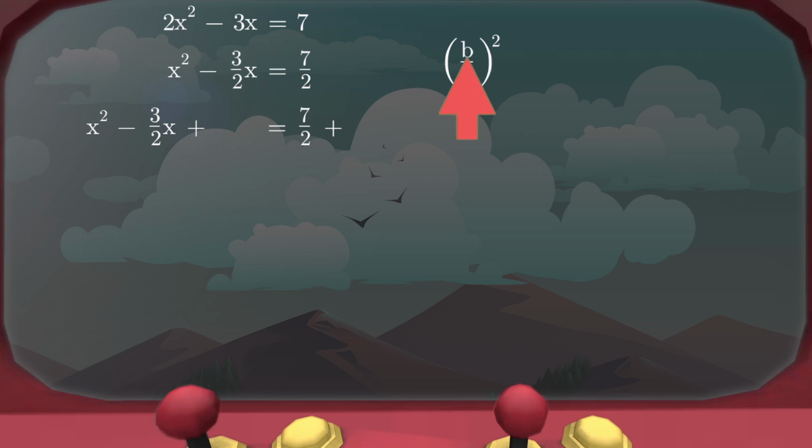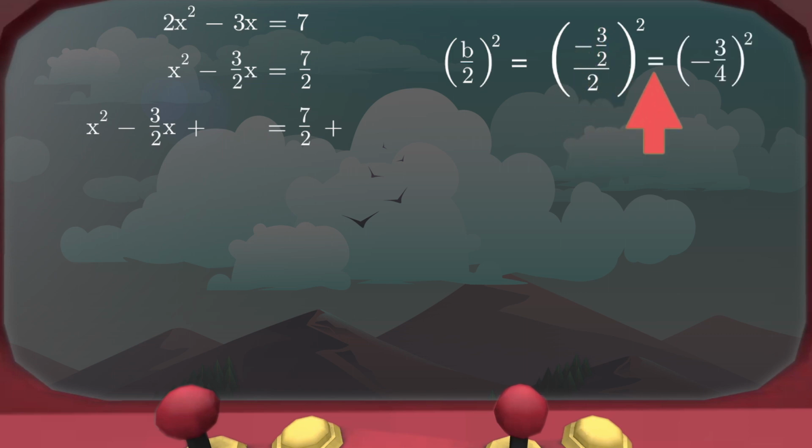Now what is b? Well, b is the coefficient in front of x, which is a minus 3 over 2. So that means I'm going to have minus 3 over 2 in b's place divided by 2 in brackets squared. Now we can simplify the sum inside the bracket, and we are going to be left with minus 3 over 4 in brackets squared. Now I can quickly show you on the calculator how to do this part.